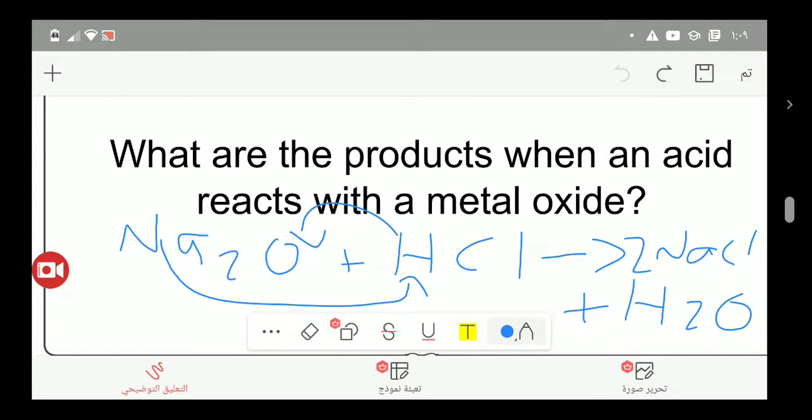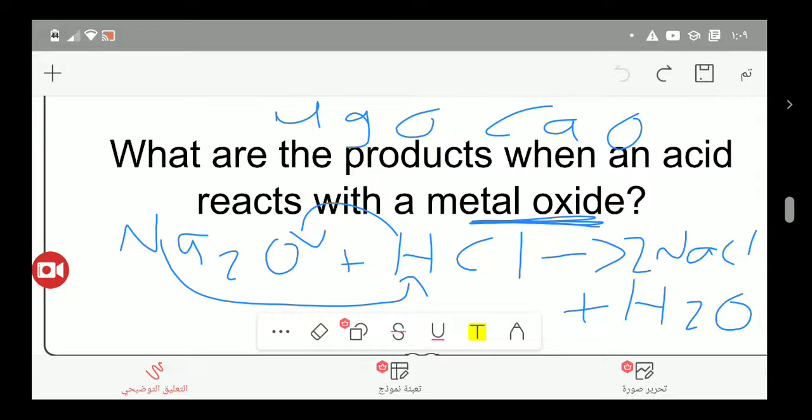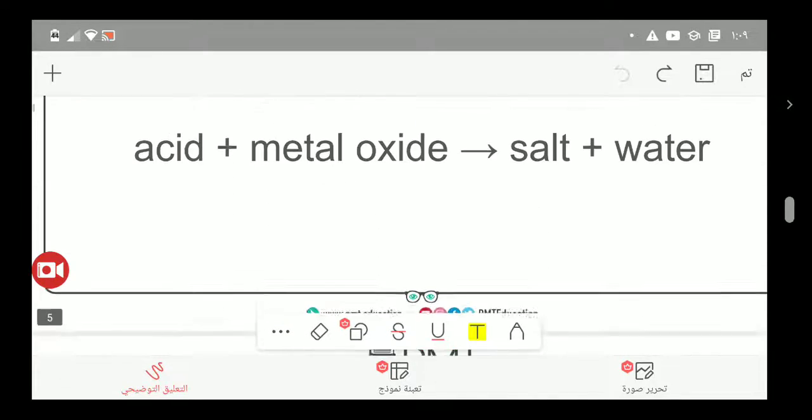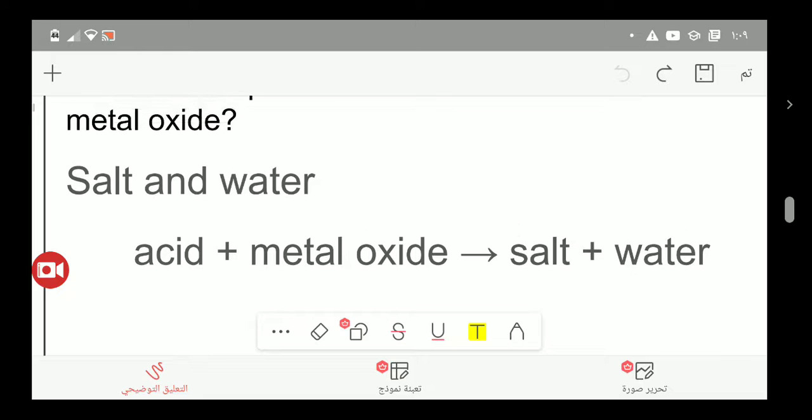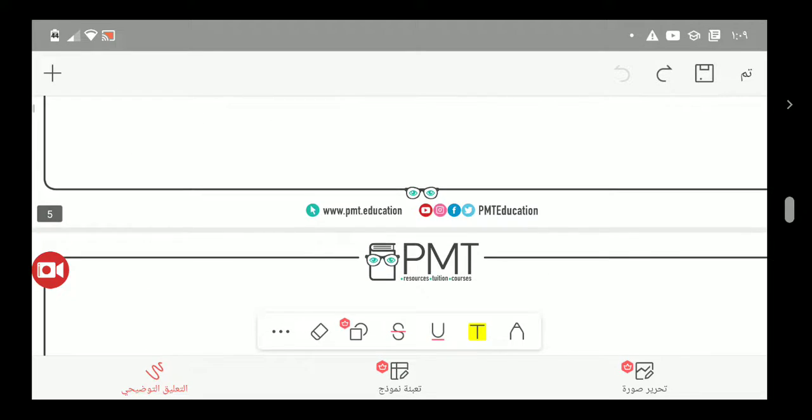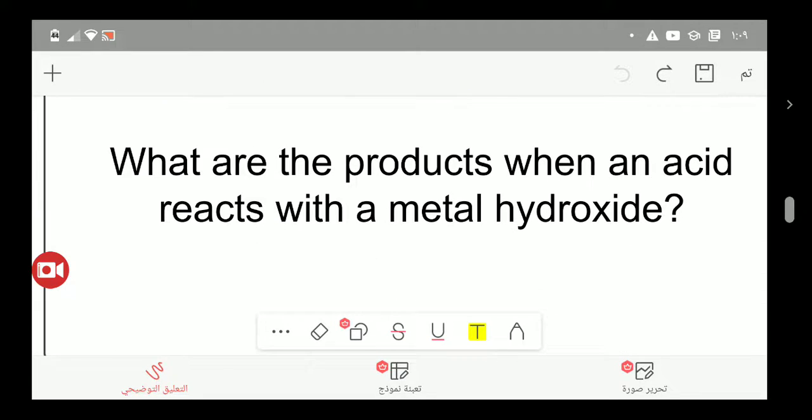So in the reaction between acid and a metal oxide, the term oxide means addition of oxygen to the metal, like MgO, metal oxide, CaO, calcium oxide. The result here will be salt plus water. Next question: you have to write the chemical equation.